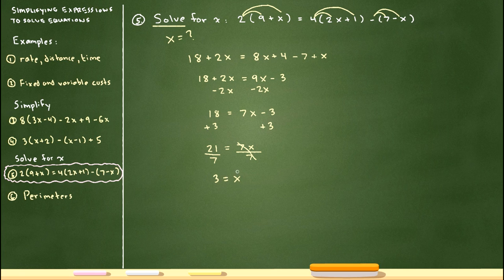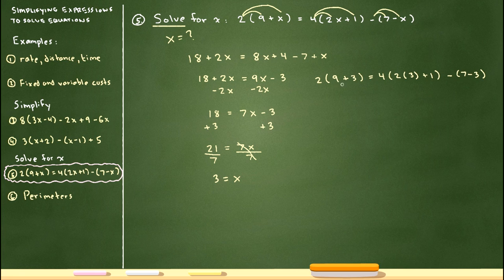Now, I do like to check answers usually. Like if we get x is equal to 3, we could plug it back into the original equation and see if we get a true statement. Okay, so this would be 2 times 9 plus 3 is equal to 4 times 2, and that's times 3, plus 1. So there's lots of parentheses going on over here, right? And then minus 7 minus 3.